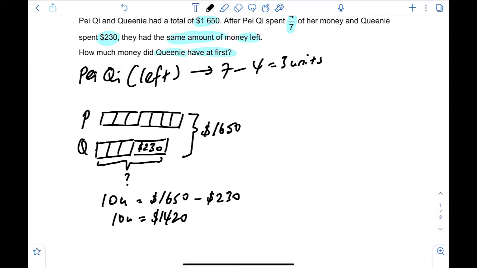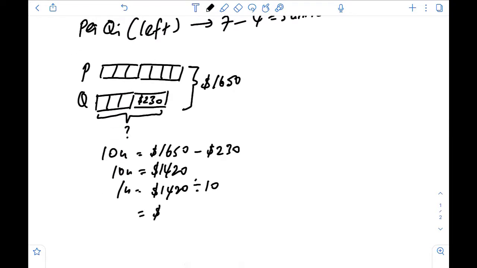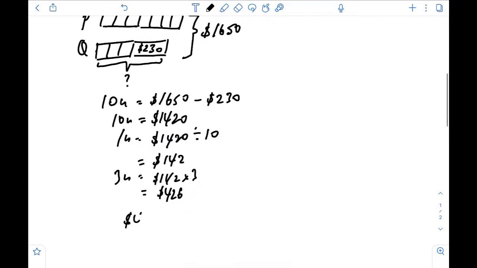Okay, so for Queenie, we need to find 3 units plus 230. So 1 unit first, 142. And then we proceed to find 3 units. 142 times 3 is 426. And final step, 426 plus 230, and we'll get an answer of 656, which is what Queenie had at first.